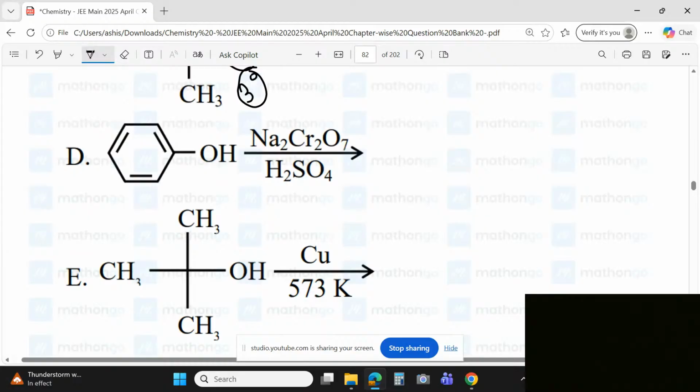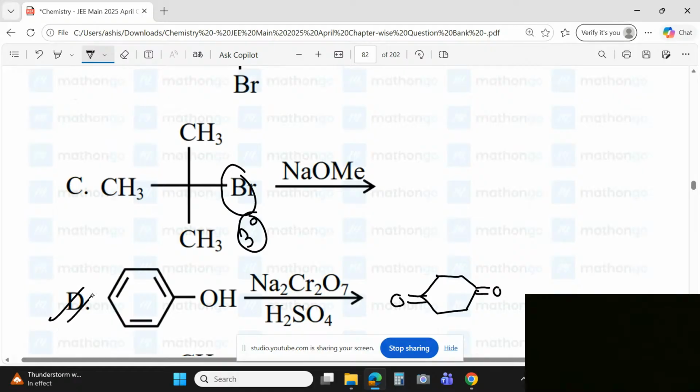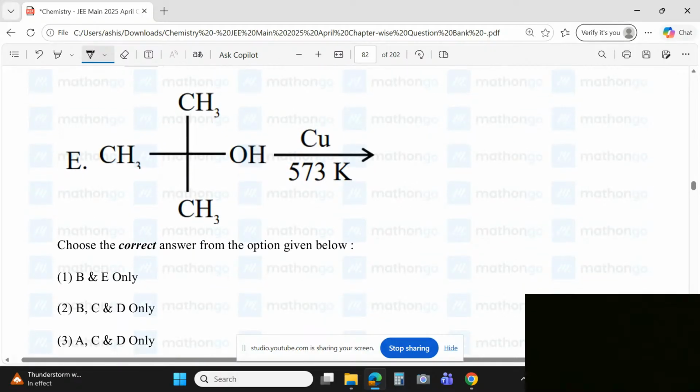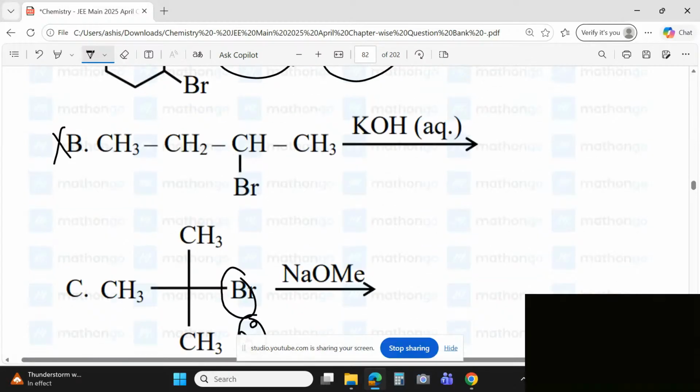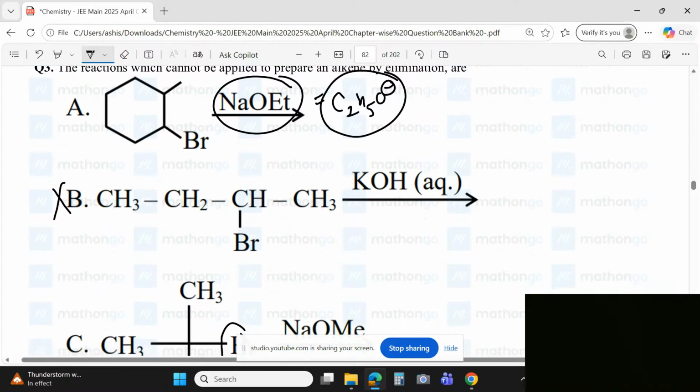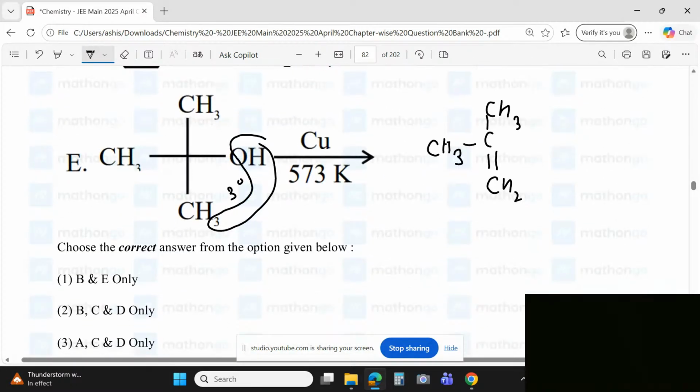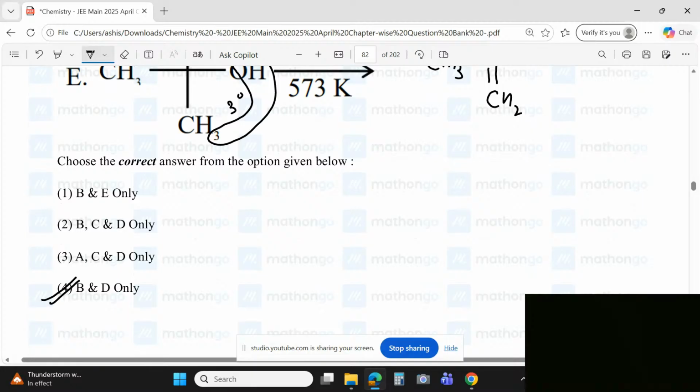Next one is D. When we oxidize the phenol, we will get benzoquinone. We will not get the alkene. Our product will be benzoquinone, so D is also our answer. And when we treat it with the 3-degree alcohol, after dehydration, it will give the alkene. So actually we have two options, B and D, by which we cannot prepare the alkene. So our answer will be B and D only, so fourth will be our answer.